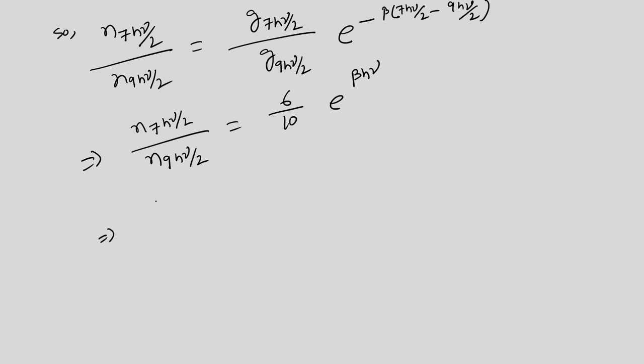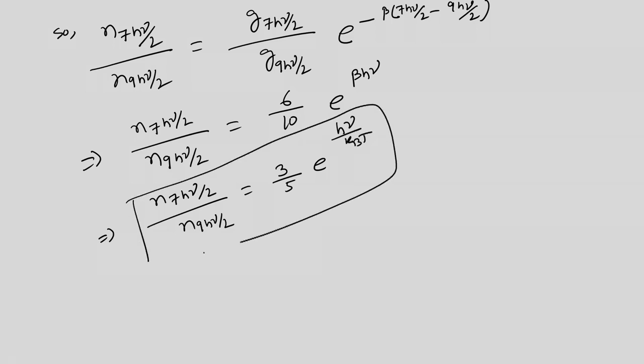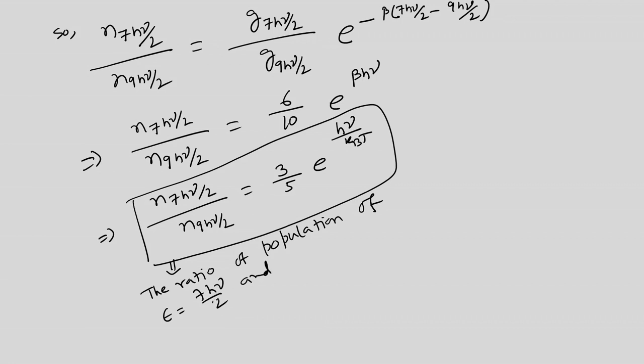So, you get N(7 h nu by 2) by N(9 h nu by 2) is 3 by 5 e to the h nu by kBT. So, this is the ratio of the population of epsilon equals 7 h nu by 2 and epsilon equals 9 h nu by 2 energy levels.